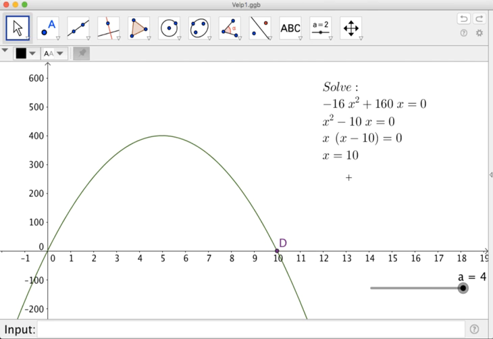Okay, and then finally it asks, when does the rock hit the ground? For that, we just need to set our original trajectory equation equal to 0 and solve. When we do that, we get two values, x equals 0 and x equals 10. The rock was on the ground initially, which is why we get x equals 0, and then it's on the ground again at this point D when x is equal to 10. And so that's the answer to our question of when does the rock hit the ground.